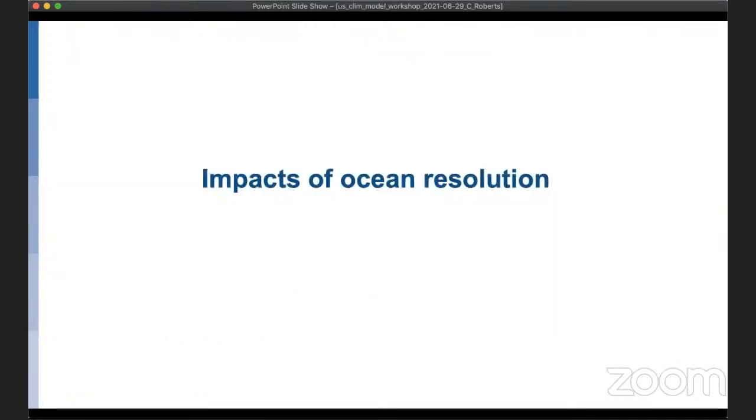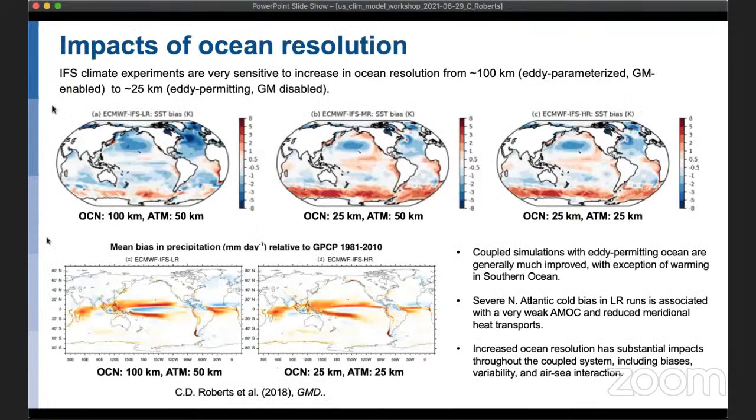So in the next few slides, I'm going to focus on ocean resolution in coupled simulations. And in contrast to what we find for atmospheric resolution in the IFS, it's extremely sensitive to an increase in ocean resolution from around 100 kilometers to 25 kilometers. So this is a transition from this eddy parameterized to eddy permitting regime. Almost all aspects of the coupled system are affected by this change, including the atmospheric biases, the variability, and the air-sea interactions.